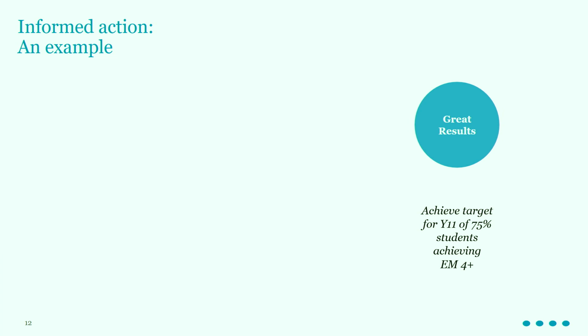So I wanted to just run through a quick example to show how this might work in practice. So we want to say that year 11 this year needs to get 75% achieving English and Maths 4 and above. I think the school that I was looking at here, their last year's was 68.